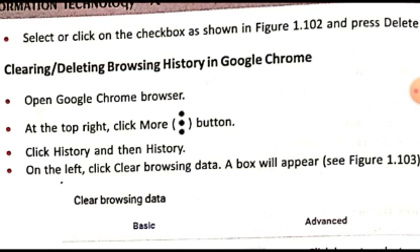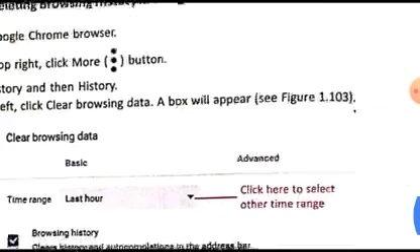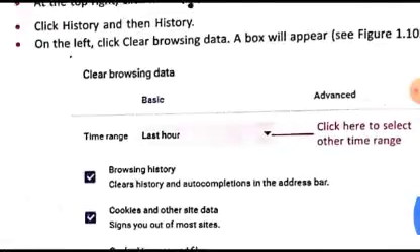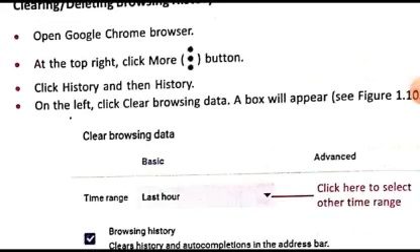So for Google Chrome, for clearing or deleting the browsing history, first of all we have to open the Google Chrome browser. Then at the top right, you have to click the more button. If you see the Google Chrome browser, at the top right you will see the more button, which is shown by three vertical dots.